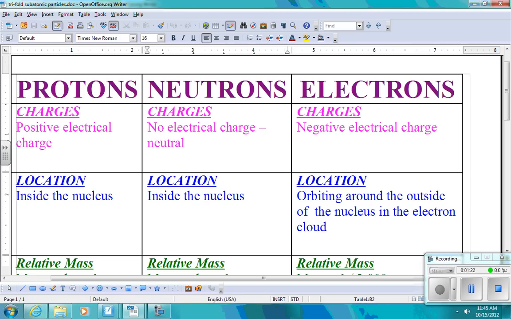Location. Well, inside the nucleus is where we will find protons. Neutrons are also found in the nucleus. And lastly, the electrons, we can find those orbiting around the nucleus in something that we call the electron cloud. So let's take a look at that real quick.